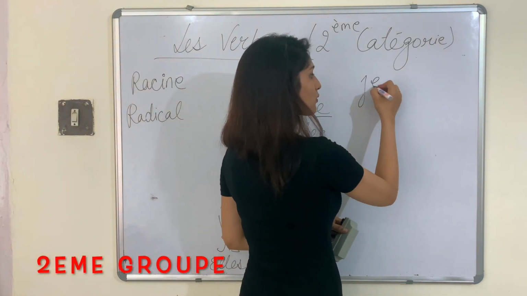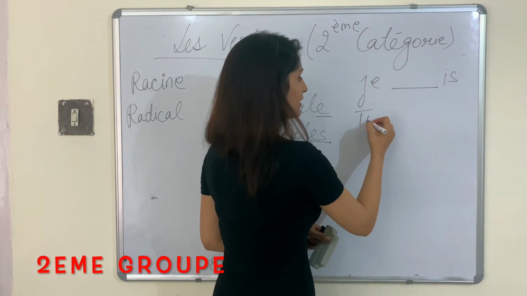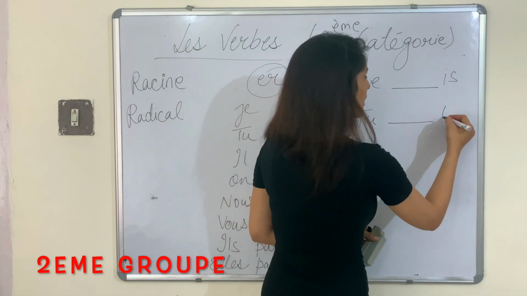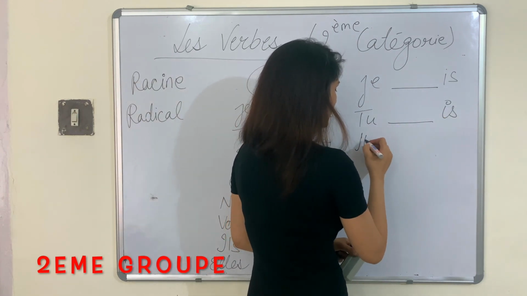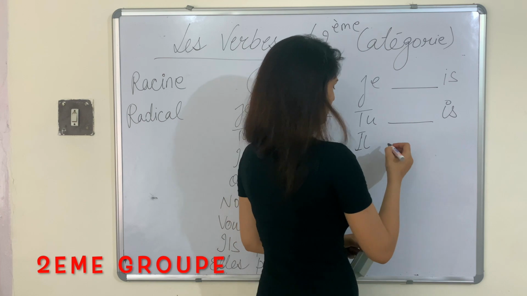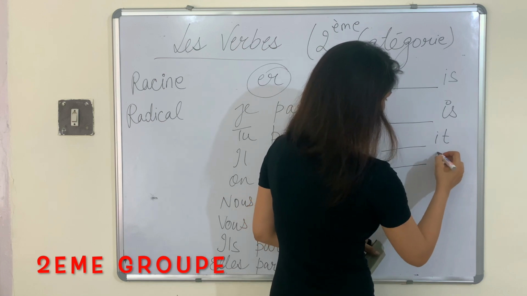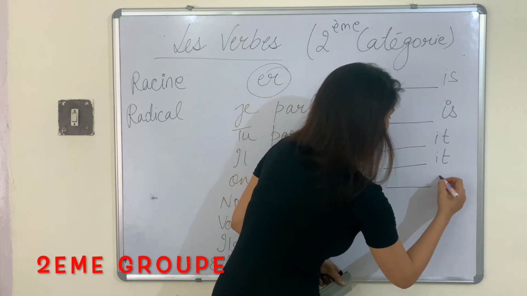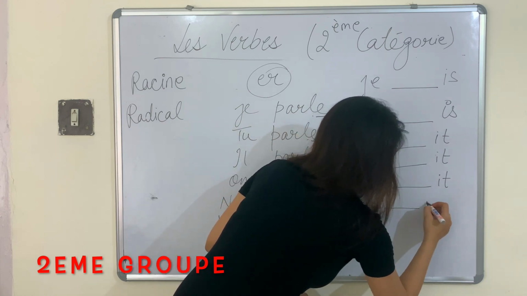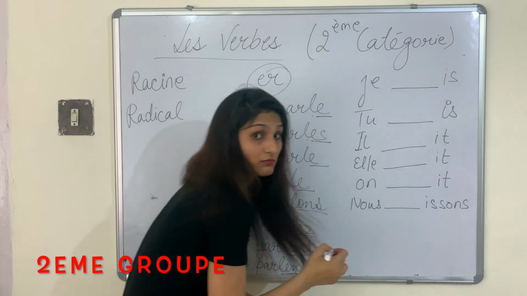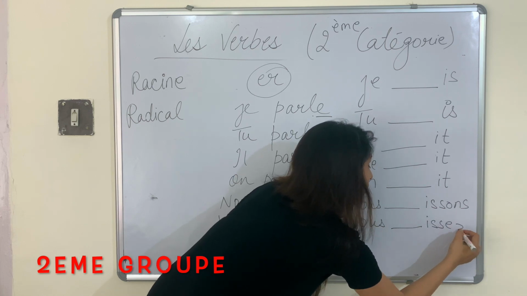With je, with any verb, it is going to be is. With tu, again with any verb, over here it was es, now it is going to be is. With il, it is going to be it. With elle, it is going to be it. With nous, it's going to be this, and with vous, it's going to be this. I hope you can see this.